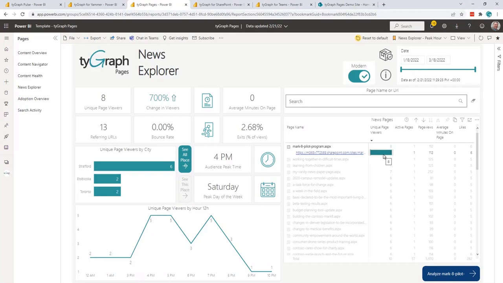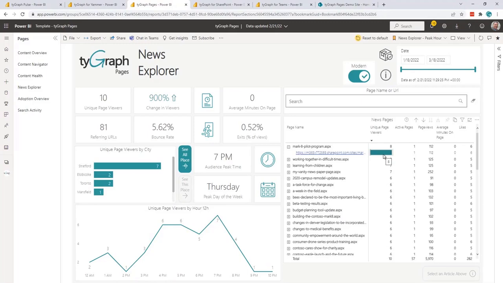So we're rolling up the various variations of that page into one node so that you can better understand how that page is being consumed, regardless of the language that it's been written in. So that is a very unique value proposition that we have, specifically around news pages, which is something we haven't seen in other products.